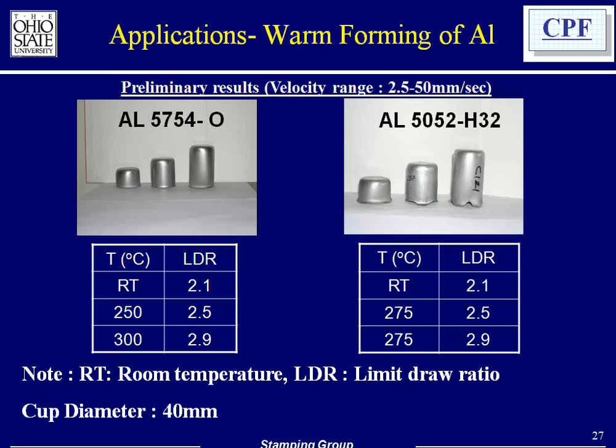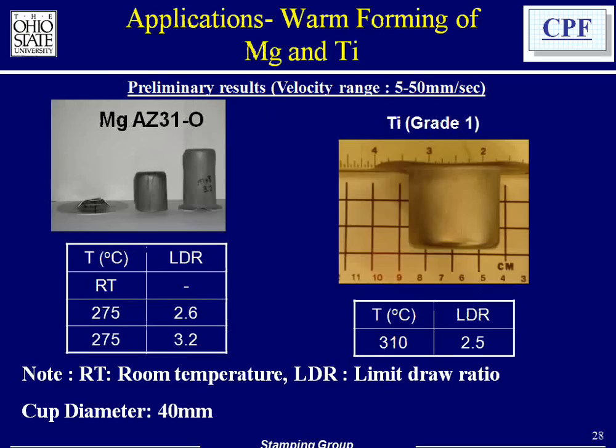Now, this is a kind of unusual application. I'm not suggesting that you should do it, but people are also looking at the possibility of warm forming aluminum alloys with heated or not heated dies. And here on the right side is another alloy, 5052. Again, 275 degrees centigrade for this alloy gives a higher LDR, limiting draw ratio.